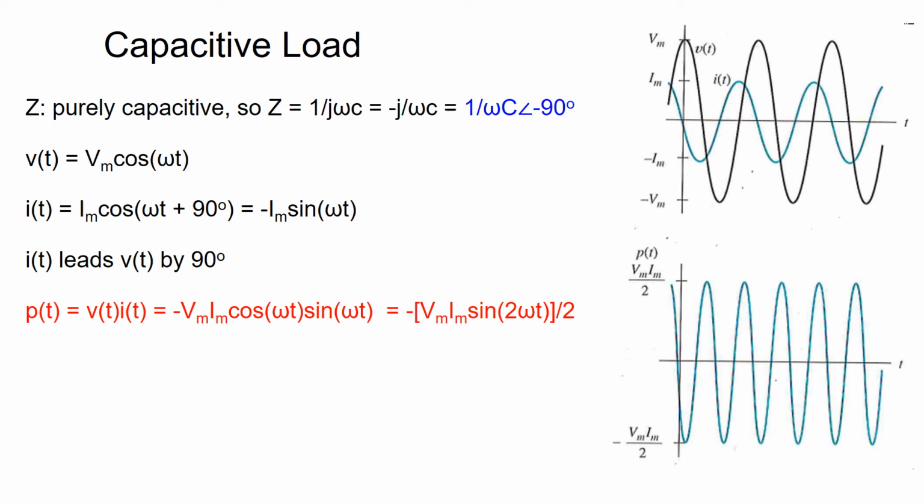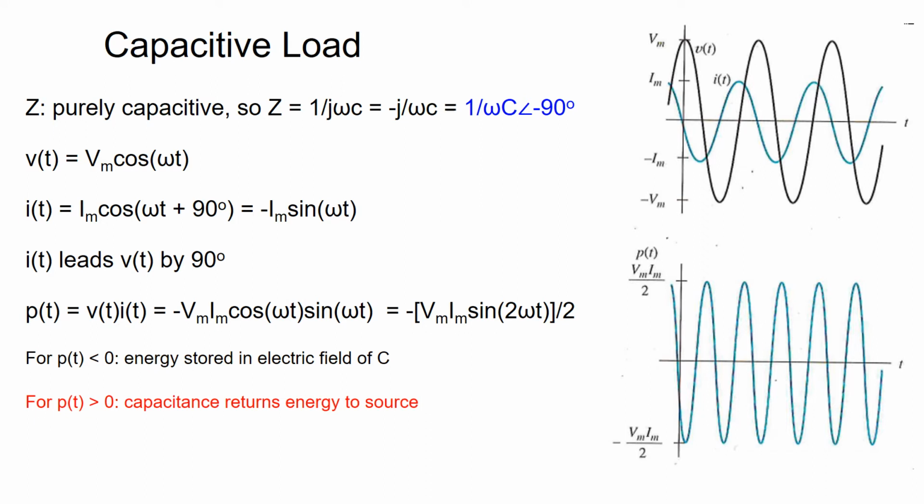The expression for the power is the same as the one for the purely inductive load, except that there's a minus sign in front of this one. When the power is negative, energy flows into the capacitor and is stored there, and when the power is positive, energy flows from the capacitor back to the source. Overall, the average power is 0.